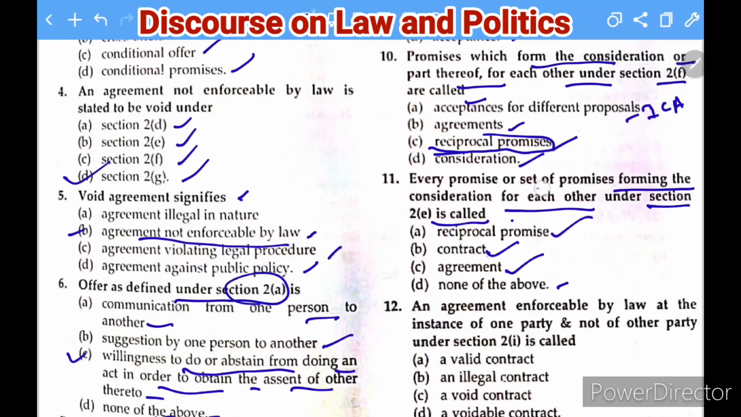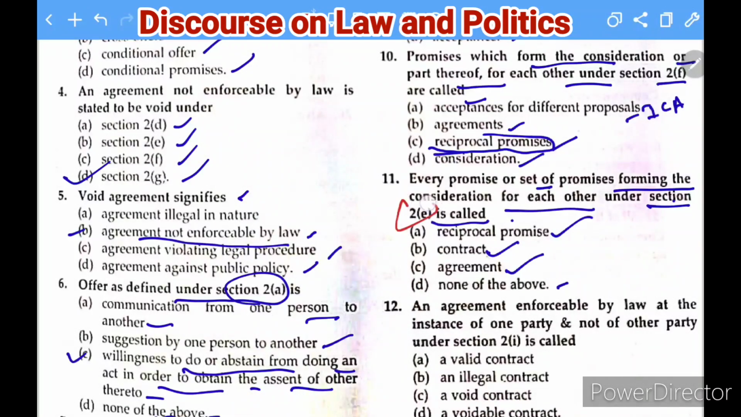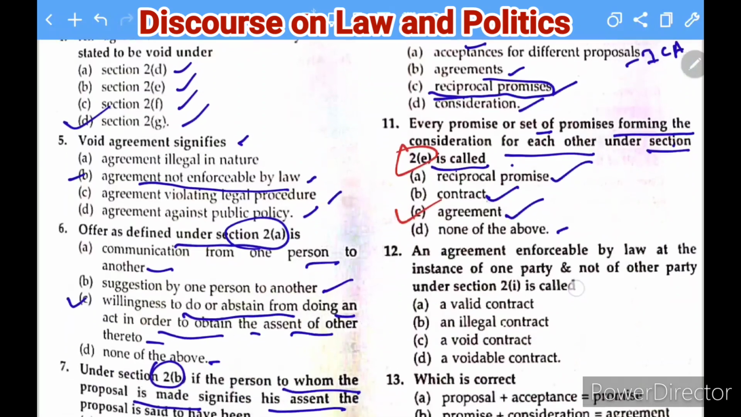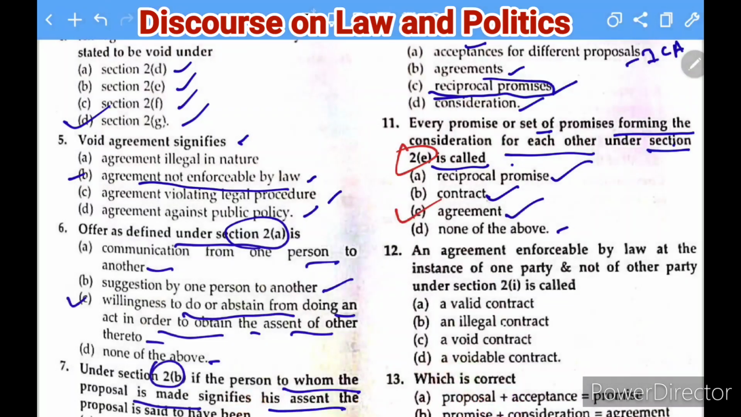Every promise or set of promises forming the consideration for each other under section 2e is called. What kind of provision are they being called under section 2e? Just give your answer here. Waiting for your response. Yes, a very easy question. Yes, this is the agreement. Moving to the next question.